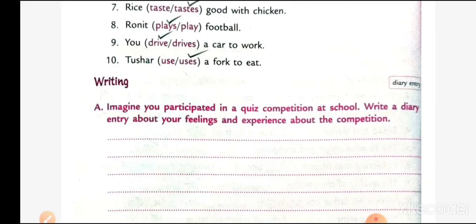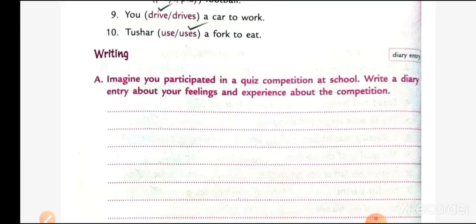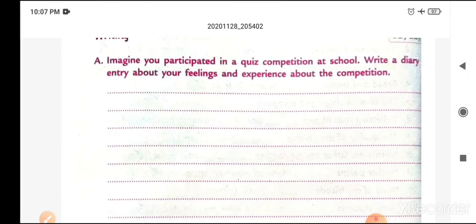Diary entry writing. Imagine you participated in a quiz competition at school. Write a diary entry about your feelings and experience about the competition. You can try this. You can write it in your own 6 to 8 sentences. Begin writing your diary entry with the date, time and place, and use simple sentences.